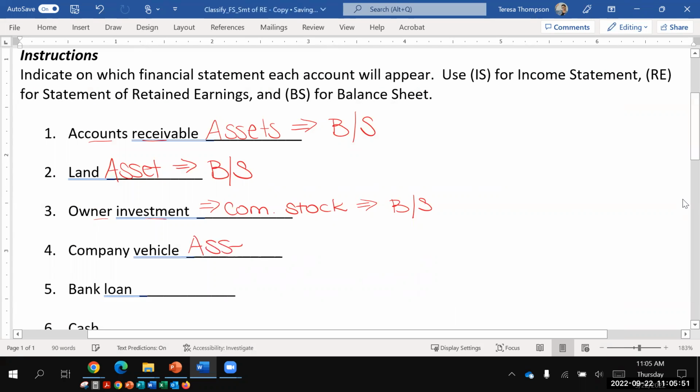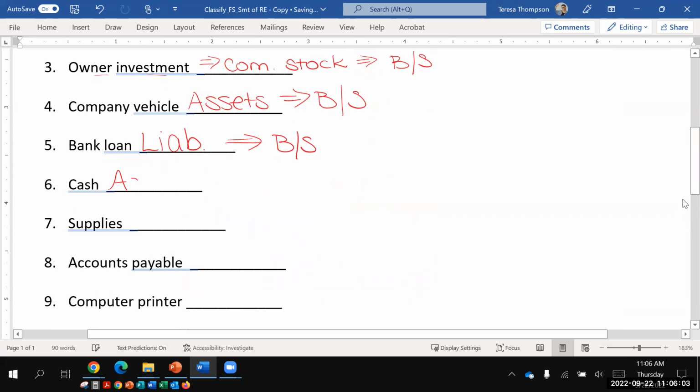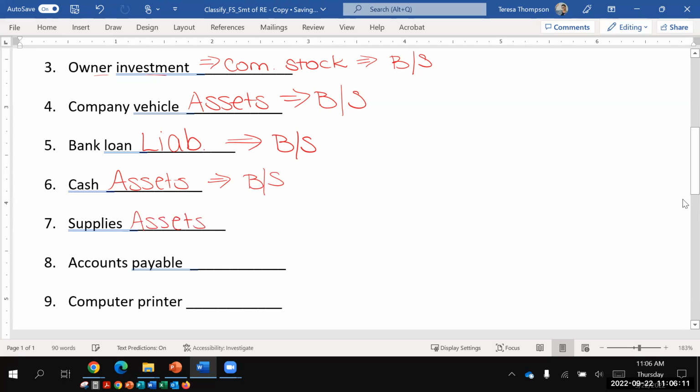Vehicle, that is an asset. All assets go on the balance sheet. Bank loan, that is a liability. So sad. And all liabilities are on the balance sheet. Cash is an asset. Goes on the balance sheet. Supplies, same, asset. Goes on the balance sheet.